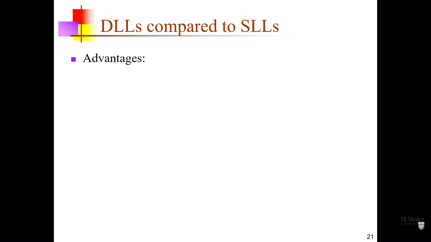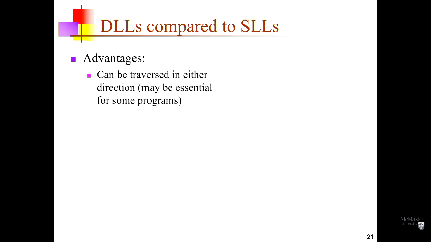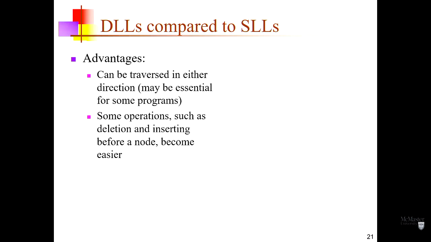So why would we have a new data structure? We discussed this by the deletion method. So let's see some advantages. Now you can traverse in both directions, and it can be essential for some programs. The very simple one is the delete, but this is a very basic one. Some operations, we said deletion, insertion for a node. Now the easier is an example of this.